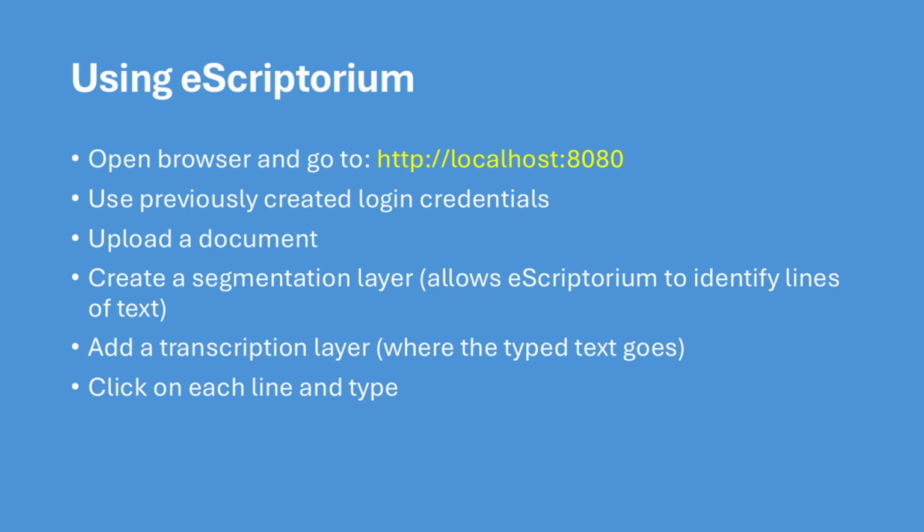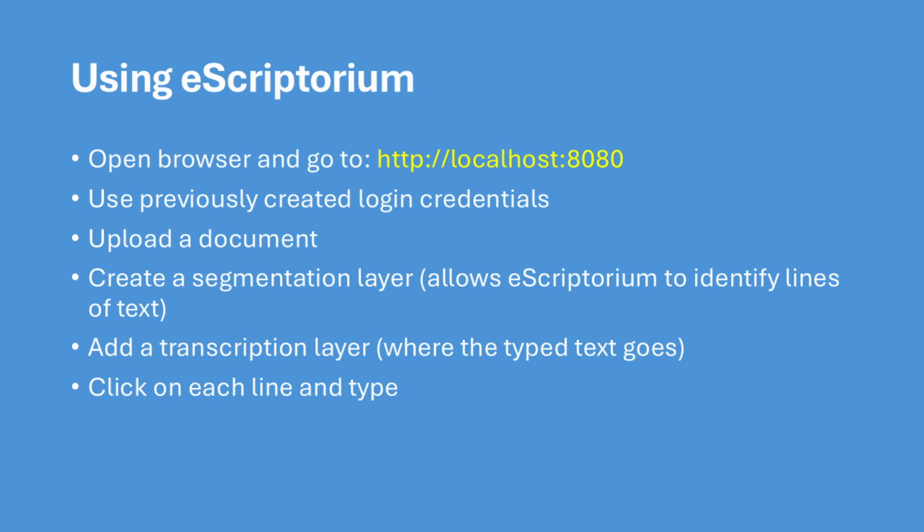Now, here's the basic workflow I'm going to talk about, and then I'm going to show you a few of these steps as well. So you're going to want to upload documents here. To do that, you click the plus sign for the project or upload document and drop in an image or PDF. For transcription, you'll need good scans. Create a segmentation layer, add a transcription layer, click on a line and type, and that's really it.